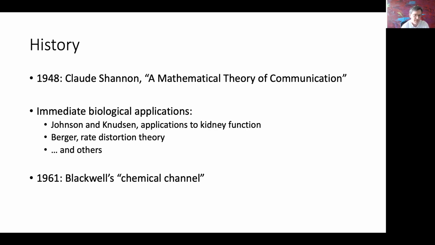One of the first was a paper by Johnson and Knudsen, which actually applied information theoretic analysis to kidney function. More or less what they were doing is showing that decisions are made by the kidney. Basically, what the kidney does is it filters toxins from the blood. It allows toxins to pass through it and into the urine, and keeps the blood where it is. So they formulated this in terms of a communications and decision problem that actually applied information theory.